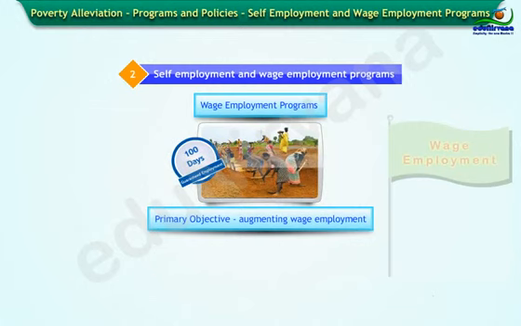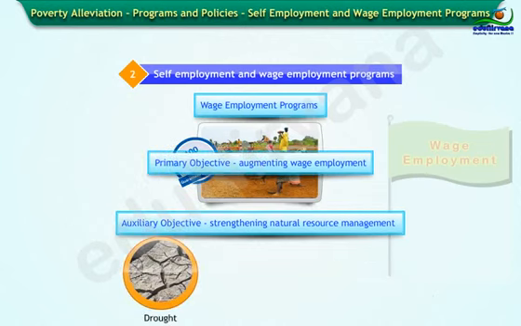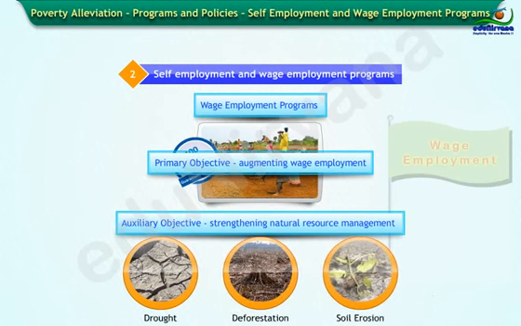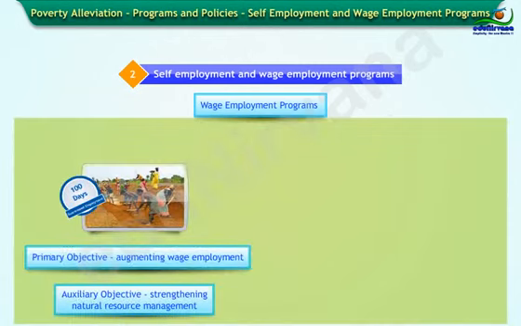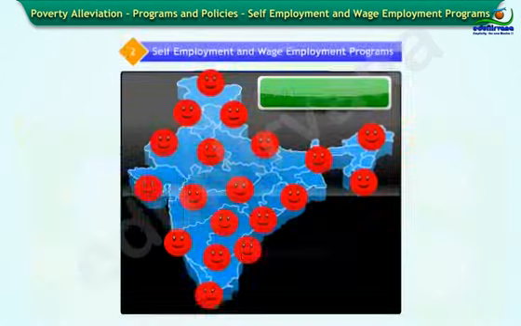The primary objective of the Act is augmenting wage employment. Its auxiliary objective is strengthening natural resource management through works that address causes of chronic poverty like drought, deforestation, and soil erosion, and so encourage sustainable development. The MNREGA thus provides a social safety net for the vulnerable groups and an opportunity to combine growth with equity.